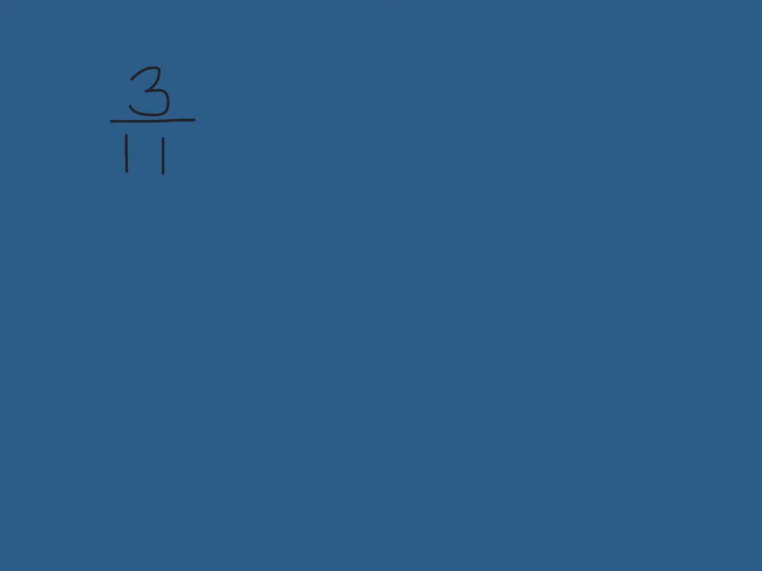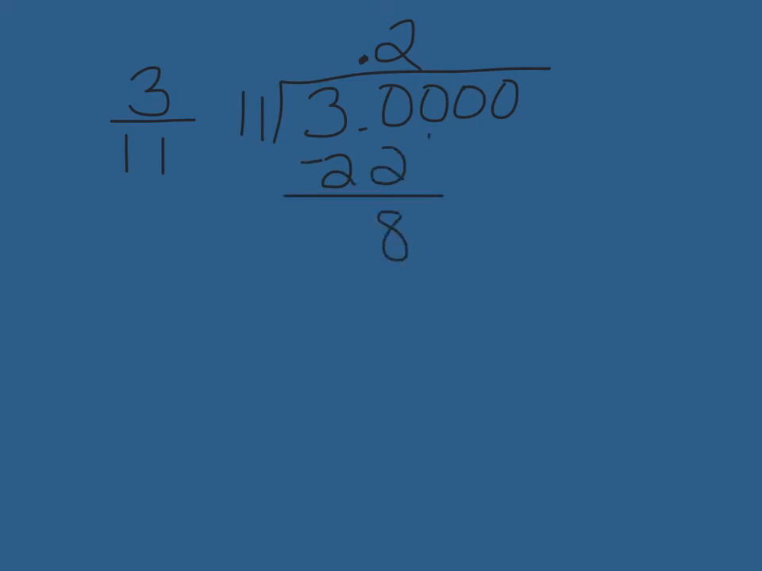Okay, let's try another one. 3/11ths. So I need to divide 3. I'm going to put about 4 zeros out here, 1, 2, 3, 4, divided by 11. Okay, bring my decimal straight up. 11 goes into 30 2 times. 2 times 11 is 22. And I subtract, and that's 8. Bring down that 0. 11 goes into 80 7 times. 7 times 11 is 77, and I subtract. That's 3. I bring down the 0.